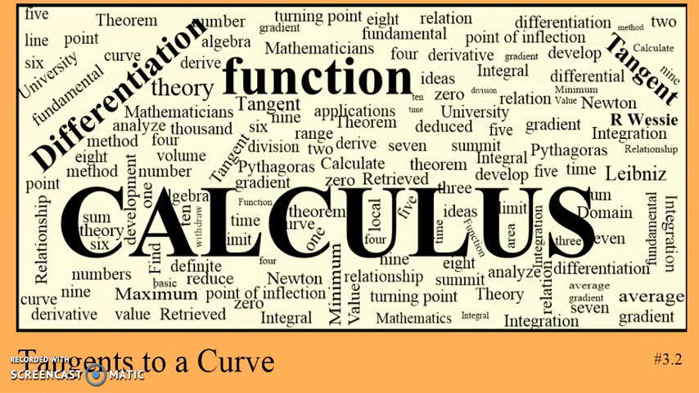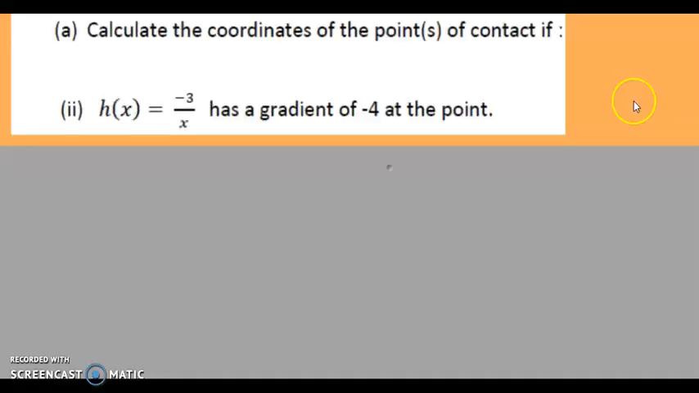We continue with tangents to a curve, video 3.2. Right, here we have a hyperbola, and we're going to look at how this impacts the gradient of the tangent. It says here, calculate the coordinates of the point of contact if h of x is negative 3 over x and has a gradient of negative 4 at the point.